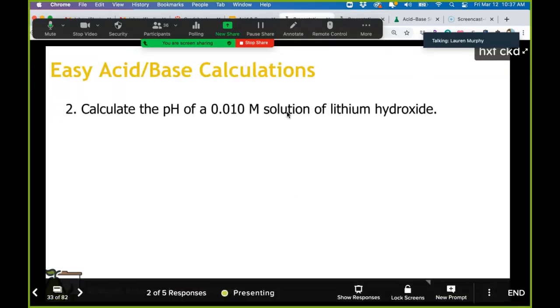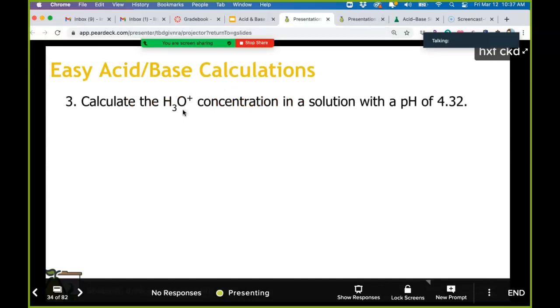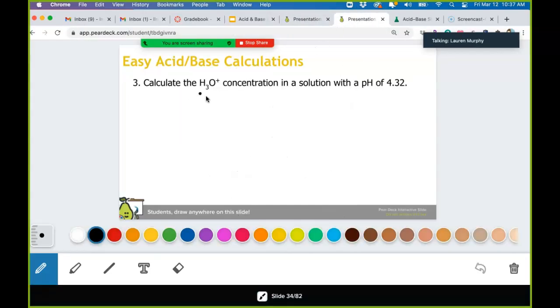Okay, let's try another one. Calculate the H3O+. Now remember, H3O+ in this class and H+ are going to mean the same thing. And I give you a solution with a pH of 4.32. So you go, oh no. So pH is opposite the log of H+ or H3O+. They mean the same thing.